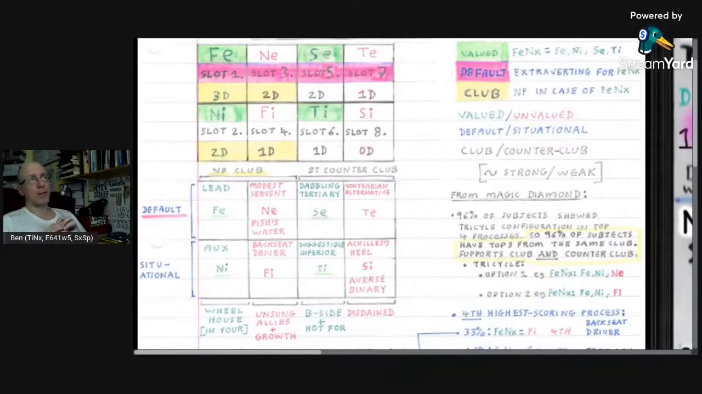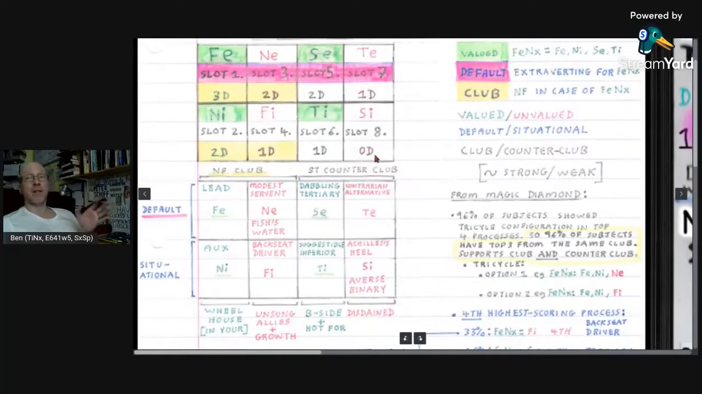As for what is the most important dimension out of these, it's probably club, then valued, then default, probably. But there's much of a muchness with these dimensions. I'm just recording what they are.